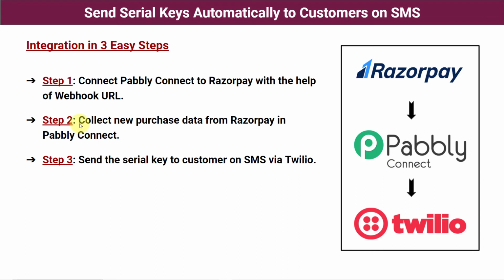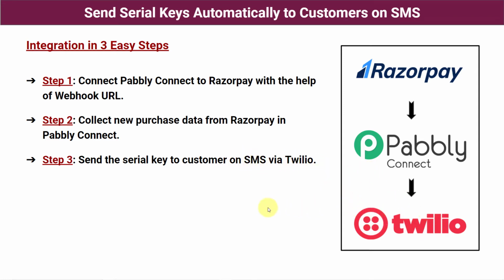And step 2 says collect new purchase data from Razorpay in Pabbly Connect. So in second step, we'll make a demo purchase again and collect the data of that purchase here in Pabbly Connect. Step 3 says send the serial key to customer on SMS via Twilio. So finally we are going to send the serial key of our software to the customer on SMS via Twilio.